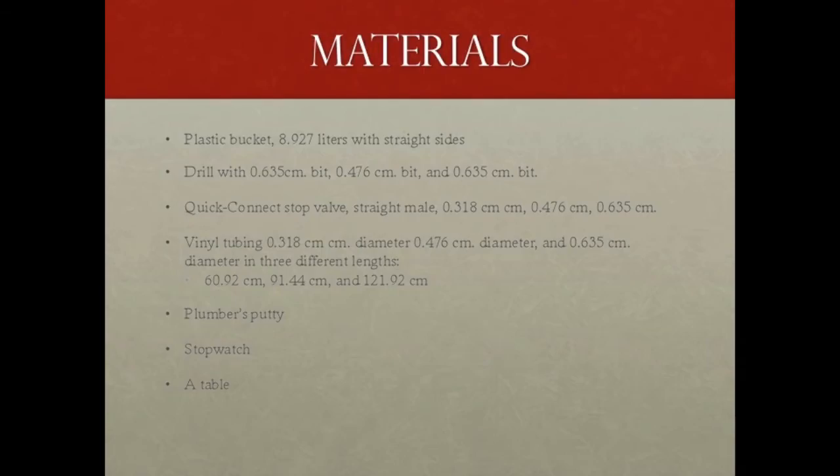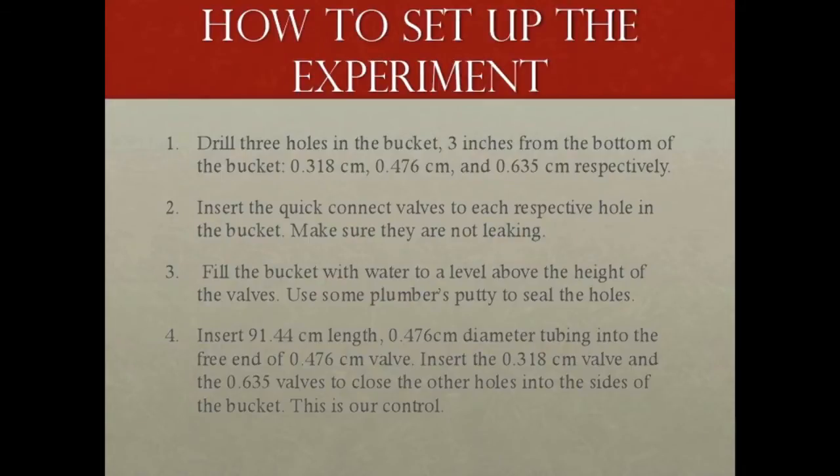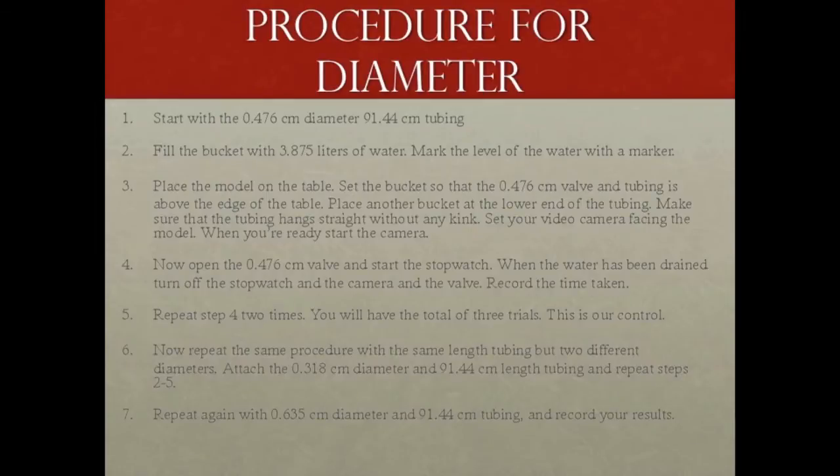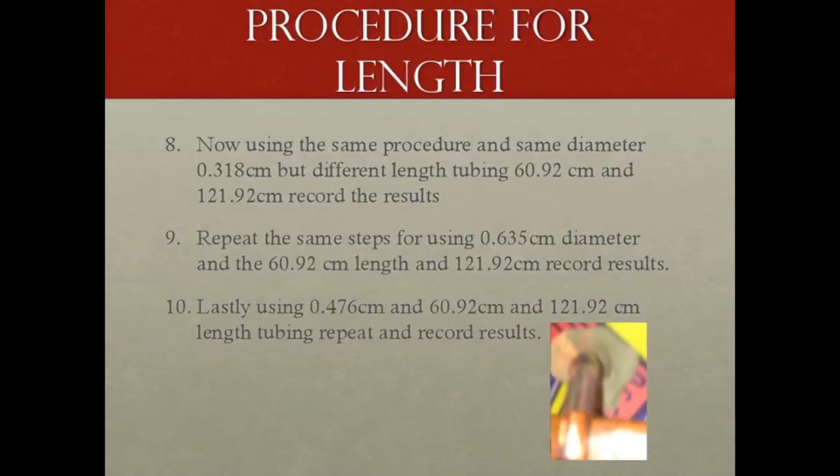Some materials included are 3 different sized valves and 3 different sized tubes. First, set up the experiment with the appropriate size valve, appropriate size tube, and appropriate water level. To test diameter, measure the speed of the 3 different valves in the same tube and water level. Similar to the diameter, to test the length, use the 3 different tubes with the same valve and water level.